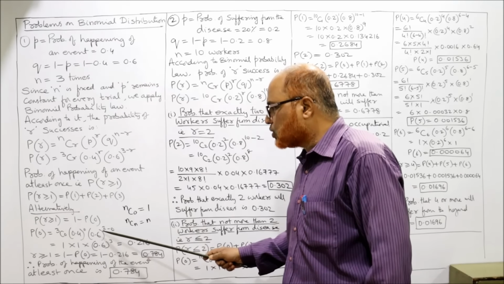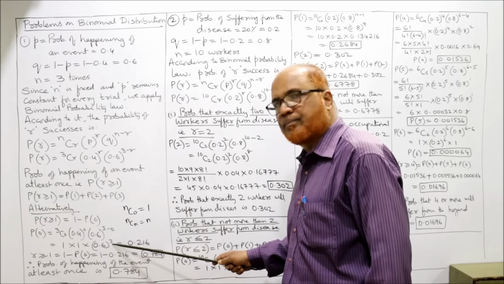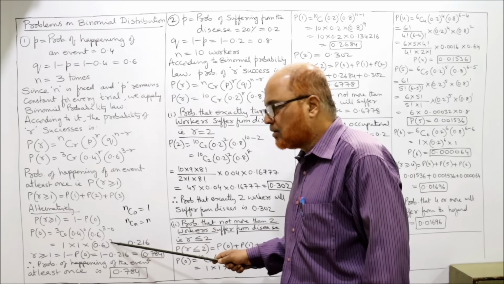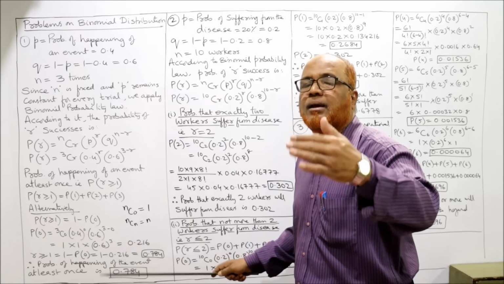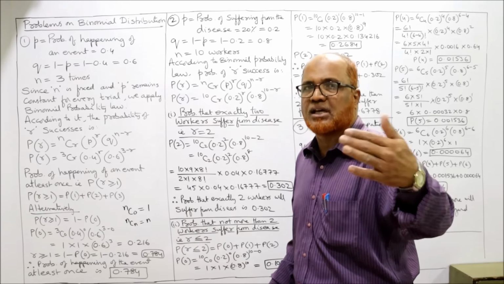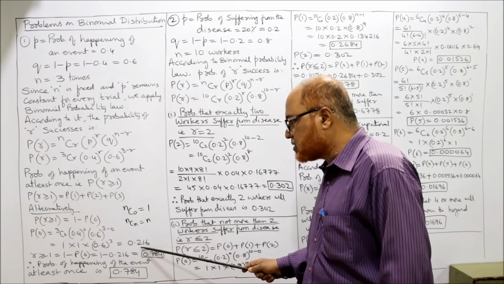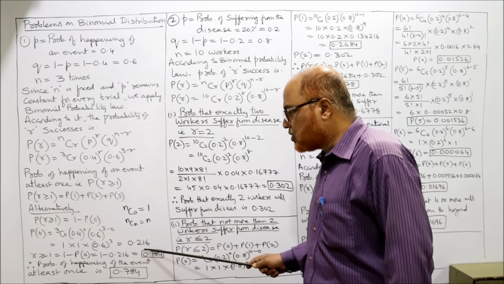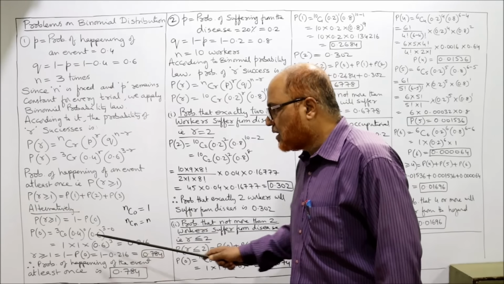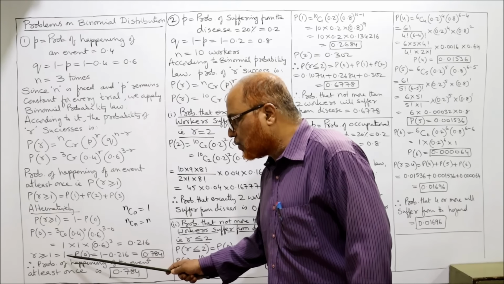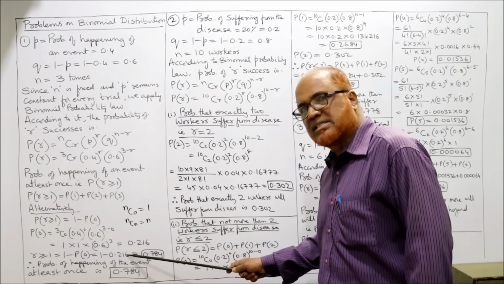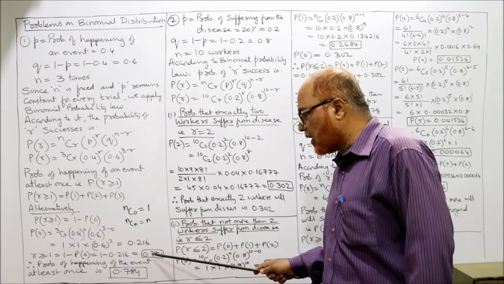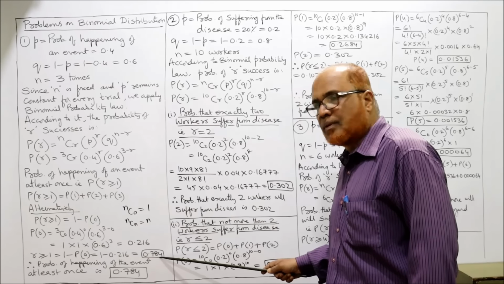Similarly, 0.6 to the power of 3 minus 0 is 3. 3 minus 0 is 3. So 1 into 0.6, multiply 3 times: 0.6 into 0.6 into 0.6. You will get 0.216. Right? So P of R greater than or equal to 1 is equal to 1 minus P of 0. So 1 minus 0.216 is equal to 0.784.